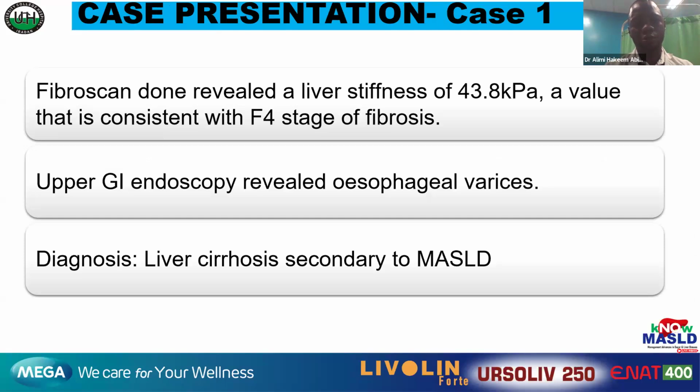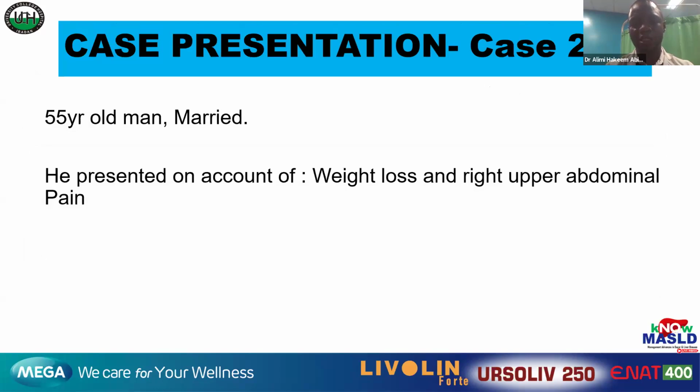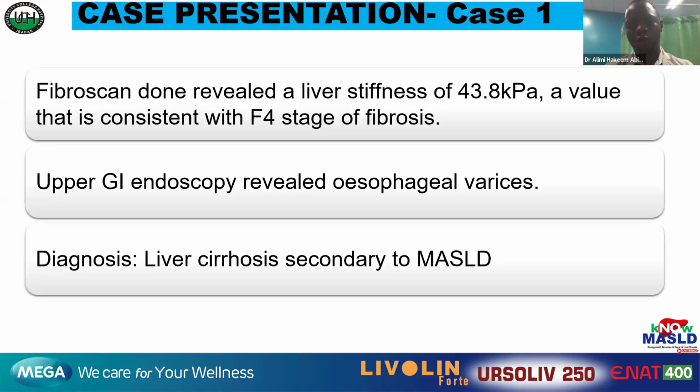So FibroScan was also done, which was used to assess the liver stiffness, which also corroborates what was seen on histology, with liver stiffness of 43.8 kilopascal, a value that is consistent with F4 fibrosis. Upper GI endoscopy revealed esophageal varices, and the diagnosis was that of liver cirrhosis secondary to MASLD. In managing this patient, we did variceal banding. The patient eventually developed some complications such as ascites, spontaneous bacterial peritonitis, even upper GI bleeding at some point, which were conservatively managed. The patient was counseled on the need for a liver transplant. However, due to funds, he couldn't afford that. Unfortunately, we lost him after he developed hepatic encephalopathy that was unresponsive to treatment.